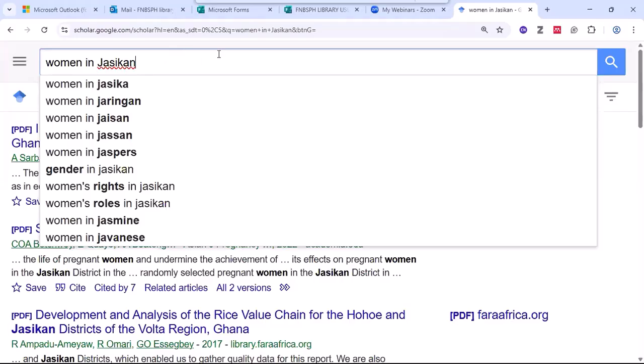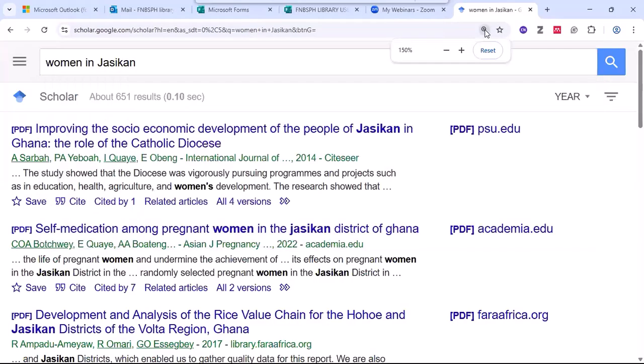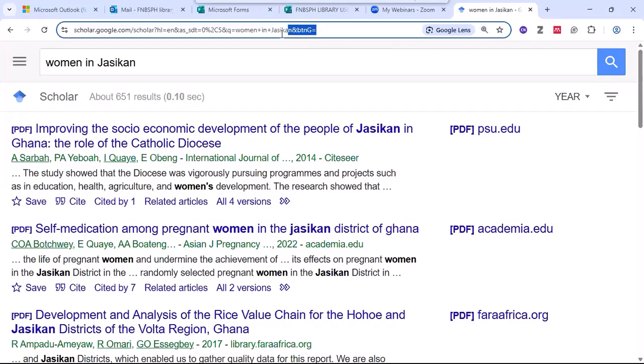And I want to explain something to you. Can you see the address bar? What I'm highlighting at the top, can you see it? I'll just copy and paste it. Let me copy and paste and show you something.